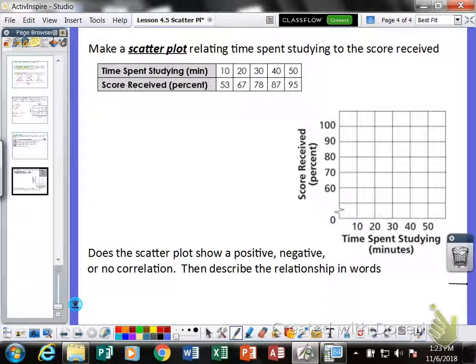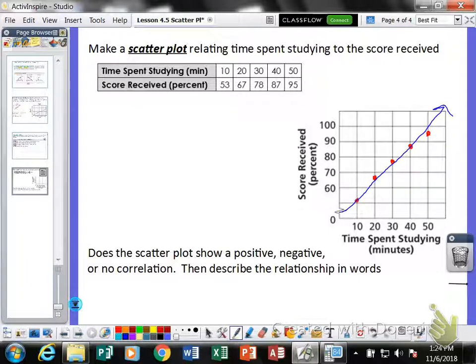So let's make a scatter plot, time studying. So 10, 53, maybe right in here. This is going to be really difficult because you're basing it off of where you think it might be. 20, 67, maybe up in here. And then 30, 78. And then 40, 87. And then 50, 95. So you want to try to have the line hit most, if not all, the points. Maybe for me it's something like this. It's not hitting all of them, but it's hitting most of them.